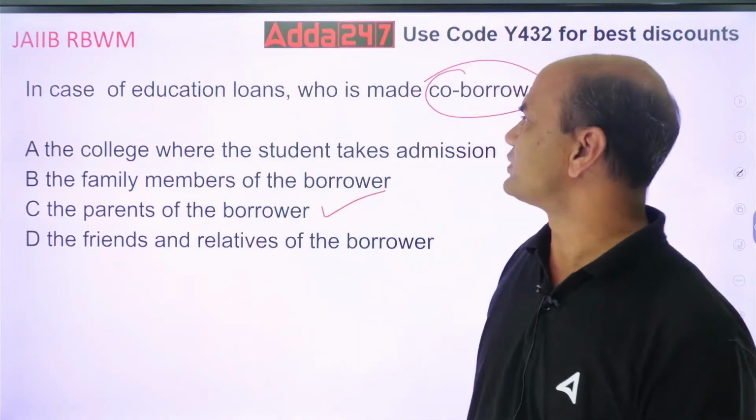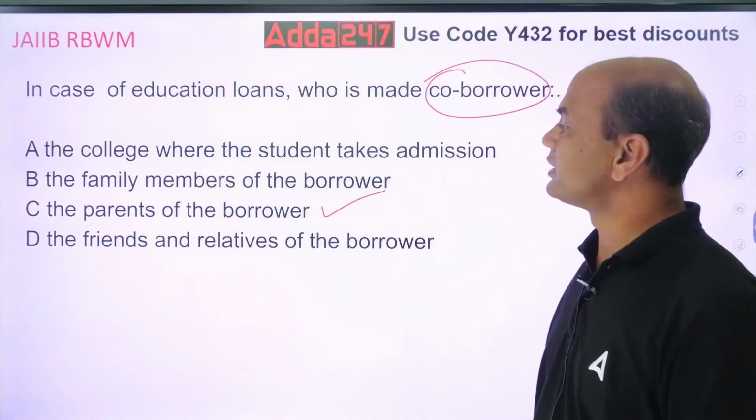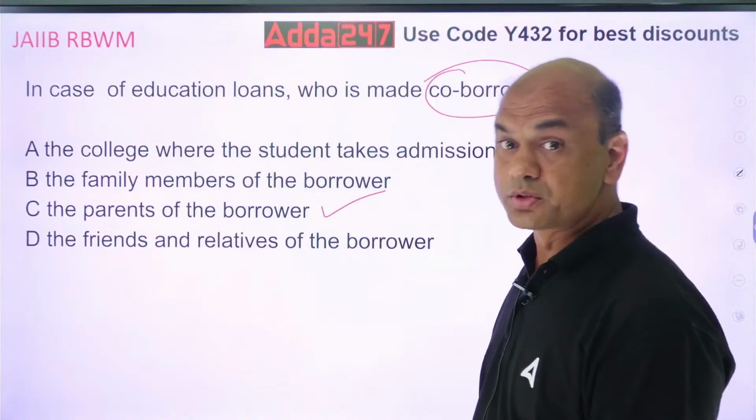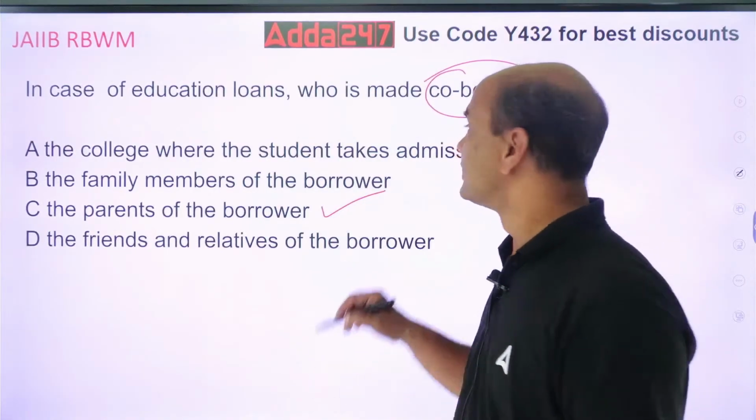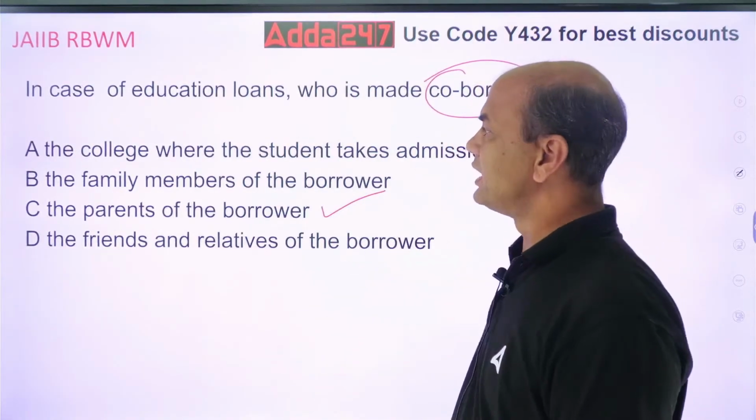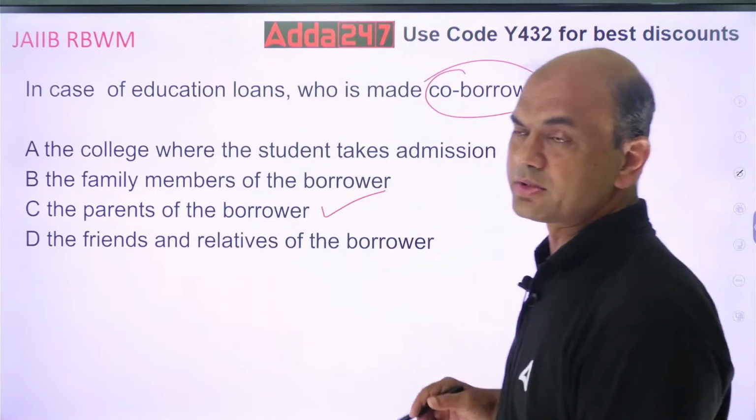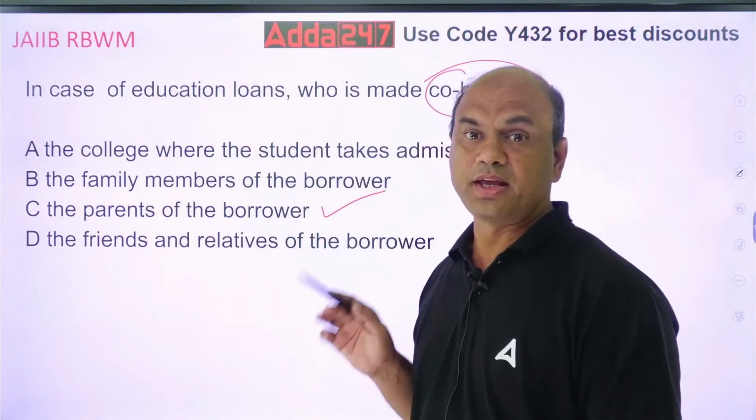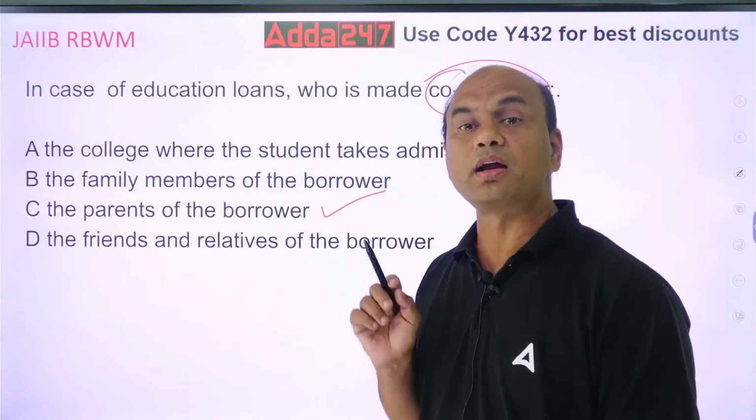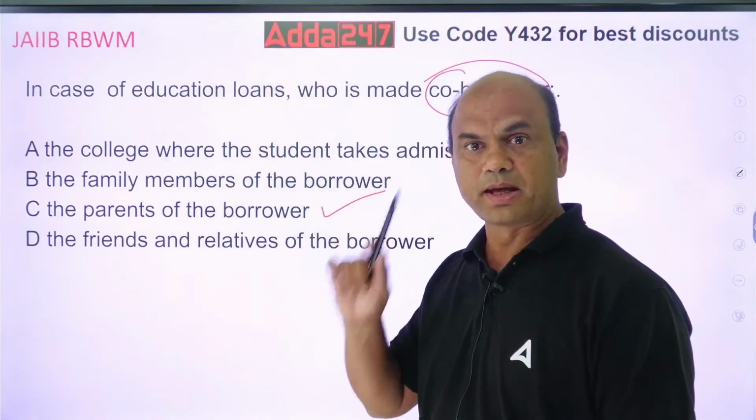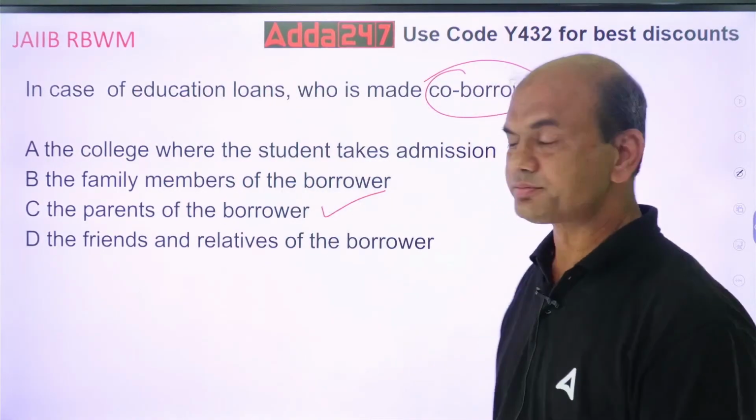So in case of education loans, who is made the co-borrower? The parents of the borrower are made the co-borrower. And who is the borrower? Student. Kindly note, again I am telling you, it depends on the age. If the age of the student is minor, you can't give a loan to the minor. You'll have to give the loan to the parents then.